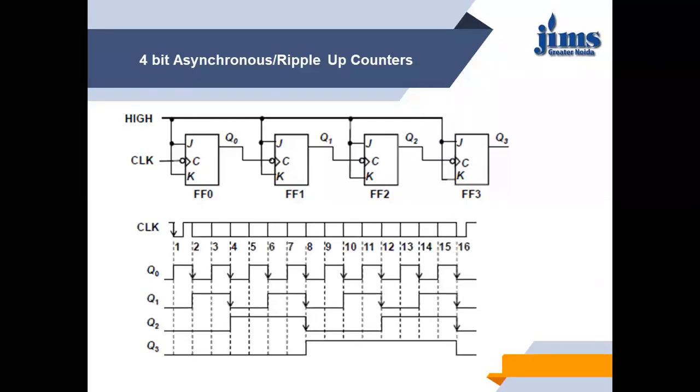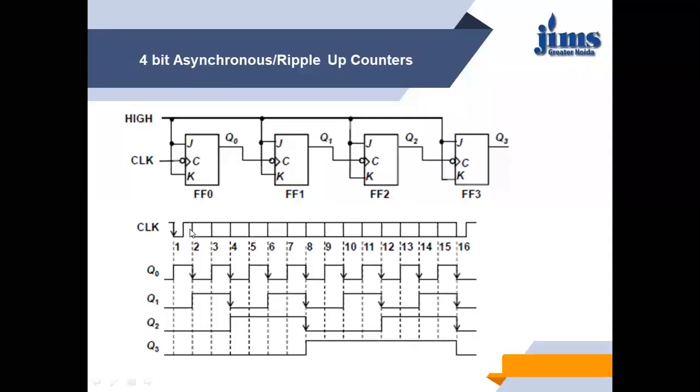So here you can see with the clock diagram, this is your master clock. I have taken here 16 steps. Initially, all flip-flop values are 0. Whenever the first edge is detected, Q0 is 1.